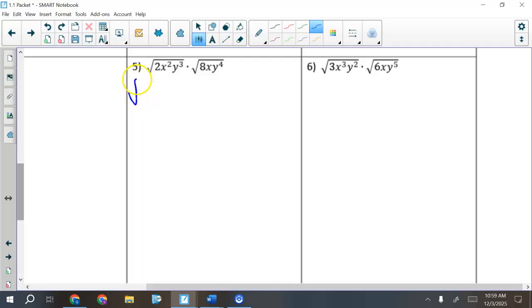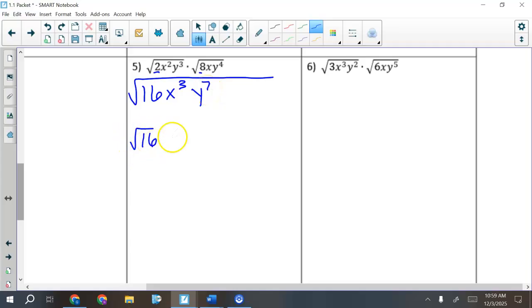So if I want to put this all under one radical, I can multiply the 2 and the 8. So 2 times 8 would be 16. And then the x squared times x to the first, since x is written for both of them, you just add those exponents. So it'll be x to the third, and then y to the third, y to the fourth, y to the seventh. And then now we just do the same thing we did up above.